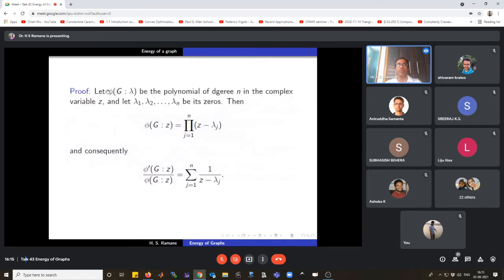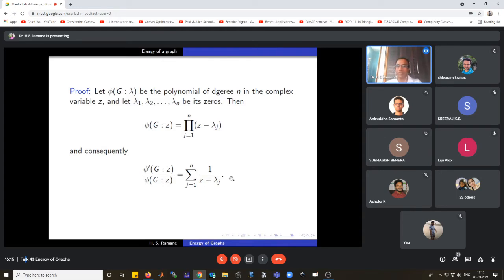Suppose phi G of z is a polynomial of degree n in the complex variable z, and lambda 1, lambda 2, ..., lambda n are its roots. Then phi G of z can be written as the product of z minus lambda j, because lambda 1, lambda 2, and so on are the roots. Differentiating this with respect to z and then dividing by the polynomial phi G of z, one gets phi dash divided by phi as the summation of 1 divided by z minus lambda j. So differentiate and divide by the polynomial.